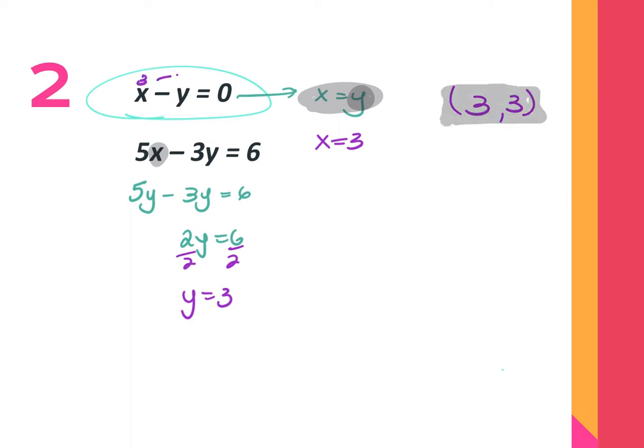Check it here. 3 minus 3 is 0. 5 times 3 is 15. Minus 9, or sorry, 3 times 3 is 9. And 6 equals 6. So it works in both of these. Questions so far? Easy stuff, right? We remember this stuff from Algebra 1? Yeah.